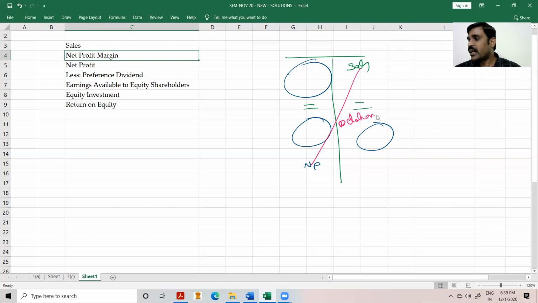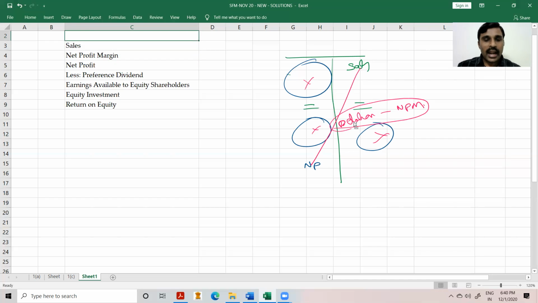The relationship between sales and net profit is nothing but the net profit margin. Since they have given a highway directly to come from sales to net profit margin, straight away, no crossroads, these are all not necessary for us. Directly we can come from sales to the net profit using this relationship called the net profit margin.